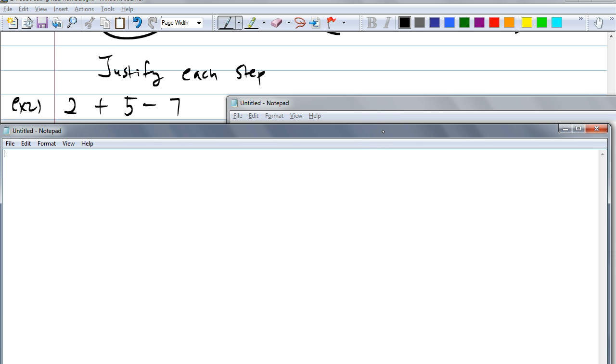Here's example 2. It says: justify each step. Do you think you're going to see something like this for your test next week, Friday? Yes. Okay. And this is a nice review.